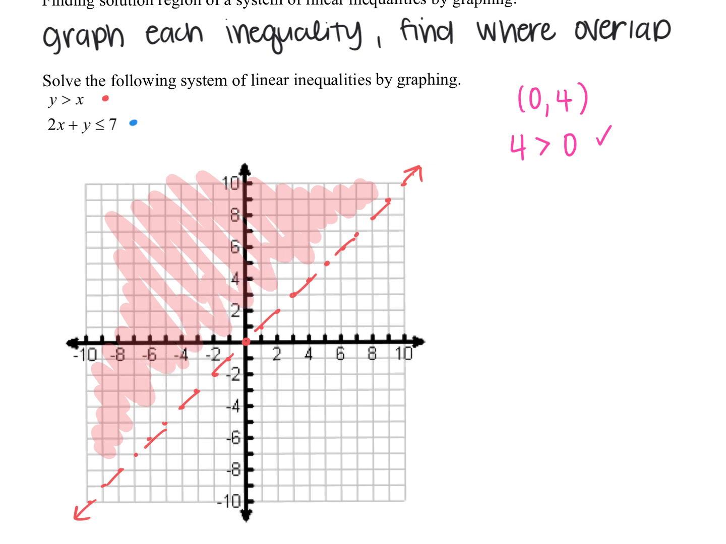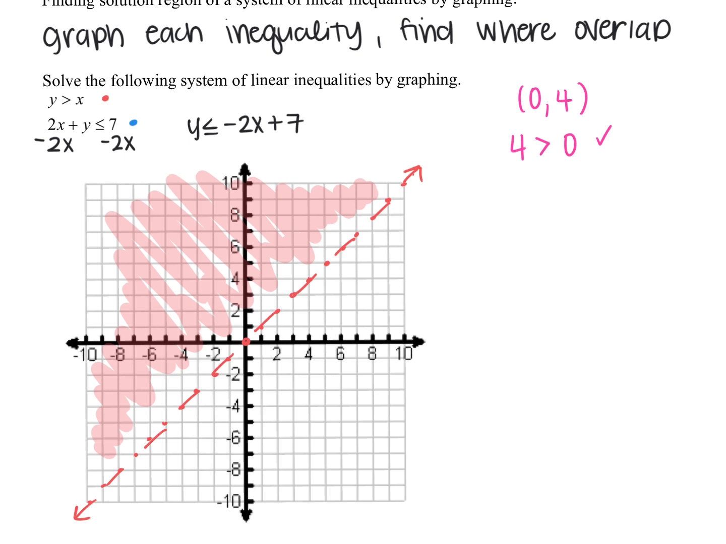For my second inequality, I do have to manipulate that a little bit before I graph it. So I have 2x plus y is less than or equal to 7. I'm actually going to subtract 2x from both sides. So we get y is less than or equal to negative 2x plus 7.